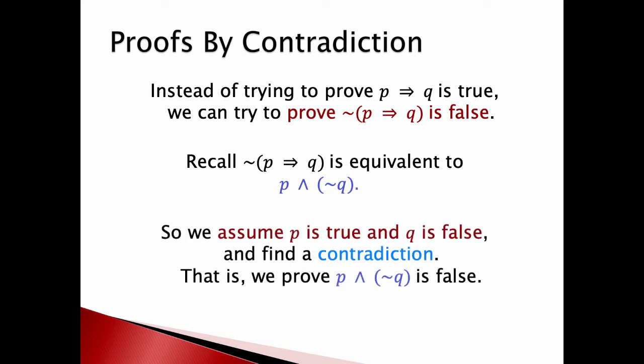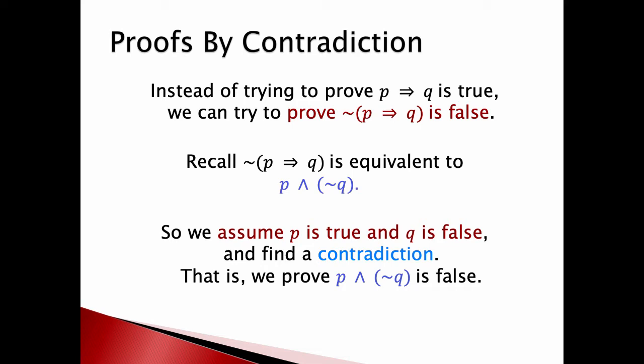So what we do is we assume that P is true, we assume that Q is false, so we're assuming P and not Q, and then try to find a contradiction. In other words, we try to prove that P and not Q is false. Okay, so why does that help? Well, this helps a lot because notice we're getting to assume two things. We're assuming that P is true and we're assuming that Q is false. That gives us two things to work with at the beginning.